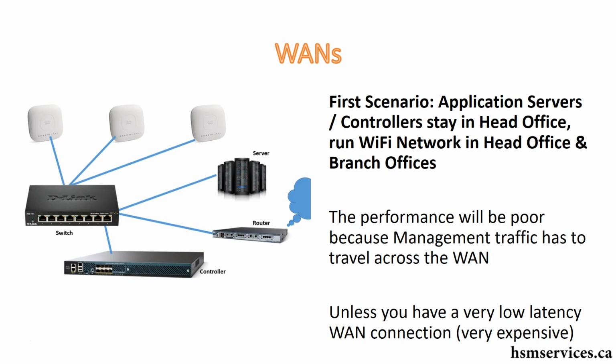If we take it one step further, with a WAN, our application servers can be in the head office, and we run the Wi-Fi over the WAN. The problem with that is that we have poor performance because all that traffic travels across the WAN. The time that the traffic takes to get from an access point in a local office, over the WAN, and then to the server in the main office takes a while. Unless you have a very low latency WAN connection, which is very expensive.